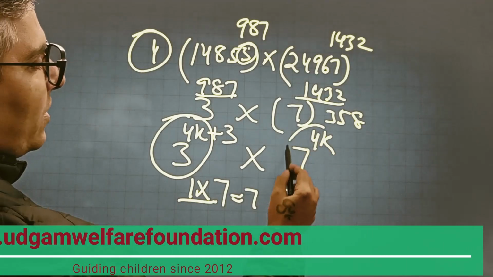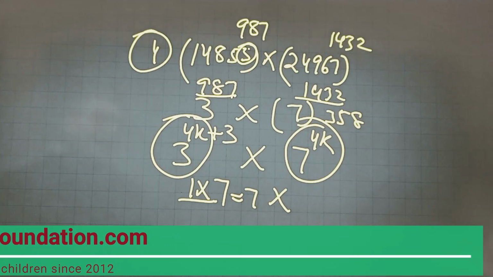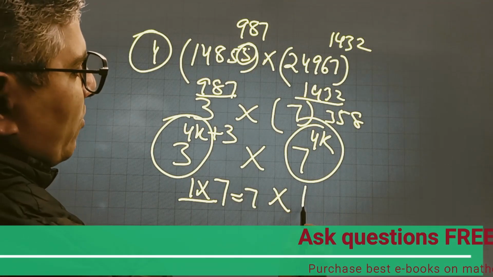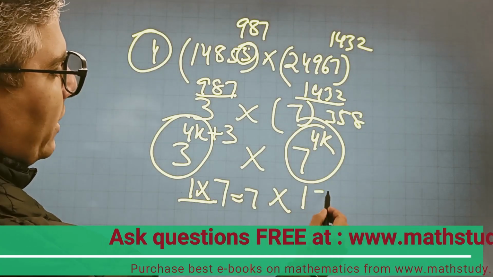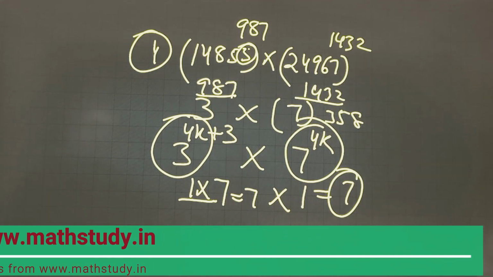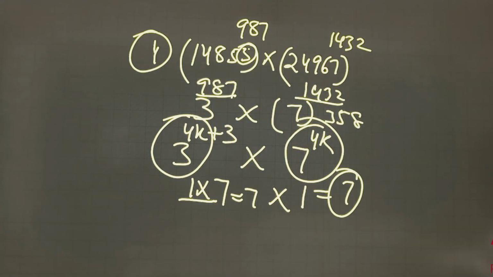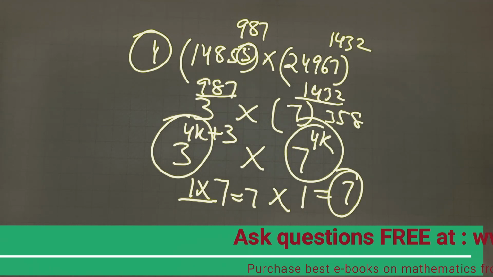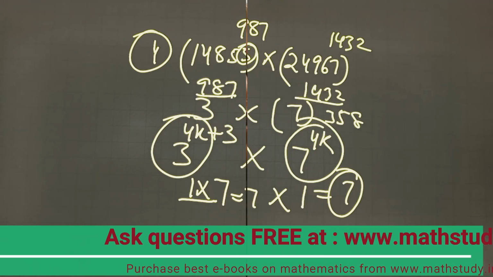Now what this number gives you at the unit place: here again we get 1 at the unit place. So 1 into 7 will give you 7 at the unit place. Very simple and quite interesting. So here we are getting 7 at the unit place. Very interesting question it was.